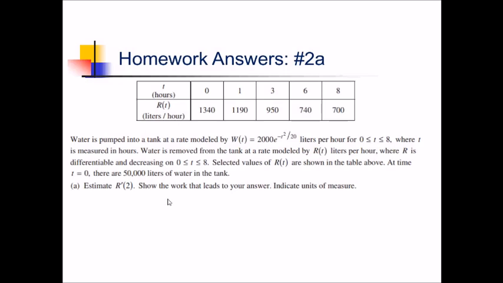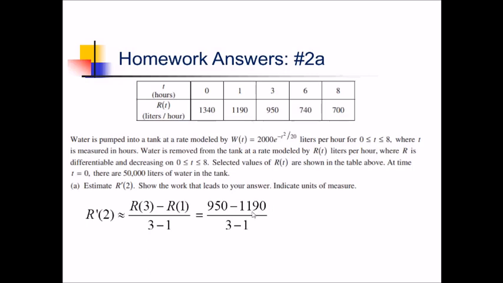So let's go ahead and find out what the number is. Since we're asking for an estimate for this instantaneous rate of change, and all we have to work with is this table, we're going to use the average rate of change of r over an interval that contains time 2. Probably the best interval would be 1 to 3, but you could actually use any interval that has a 2 somewhere in the middle. So I'm going to do the AROC from 1 to 3. This is going to be r of 3 minus r of 1 over 3 minus 1, which is to say 950 minus 1190 over 3 minus 1.